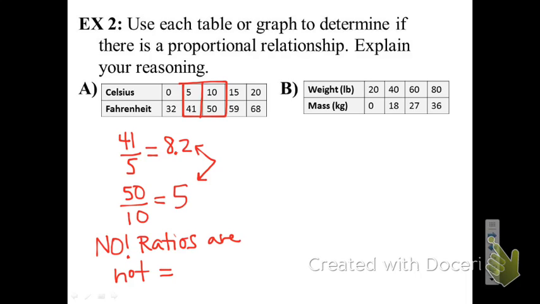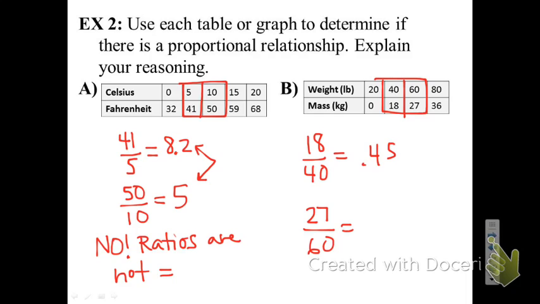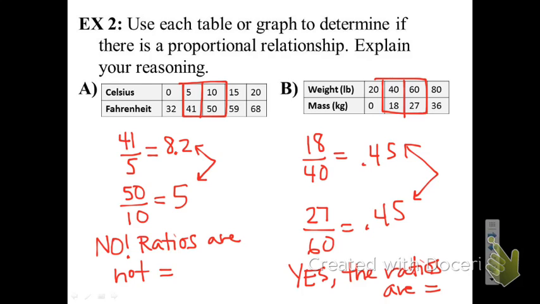So we take the second example. Again, I'm going to pick the two middle values, and I'm going to take the mass divided by the weight. So 18 divided by 40, and then do it again with the second one. The mass divided by the weight, and look and see what happens. When I take 18 divided by 40, we get 0.45. And 27 divided by 60 is 0.45. Yay, look at this. These two are exactly the same. So is this proportional? Yes. The ratios are equal.